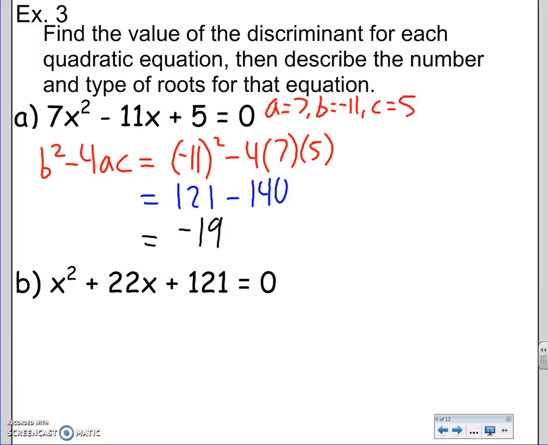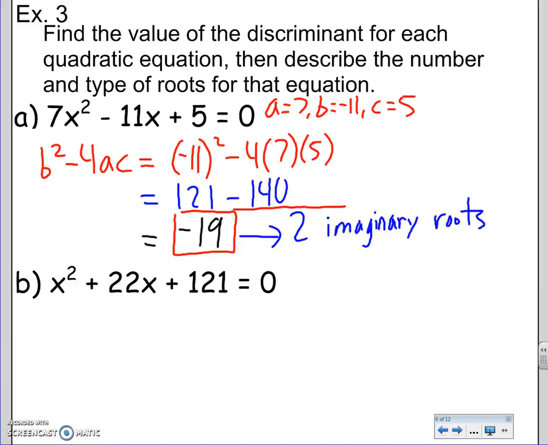Well, I'm going to be taking the square root of negative 19. The square root of negative 19 is imaginary. So that means there's going to be two imaginary solutions, or roots. Your choice. The words are the same. Alright, I could do the same thing for the next one. Again, just find the value of the discriminant. So here, for the first one, the value of the discriminant was negative 19. And because that was negative, there were two imaginary roots.